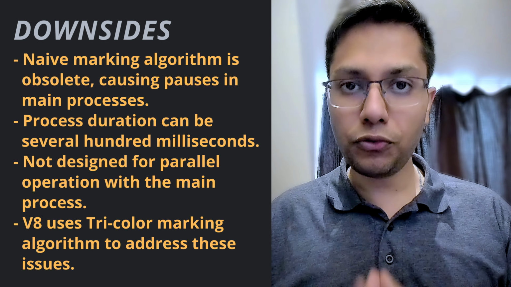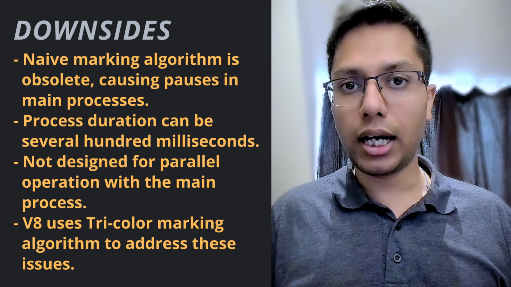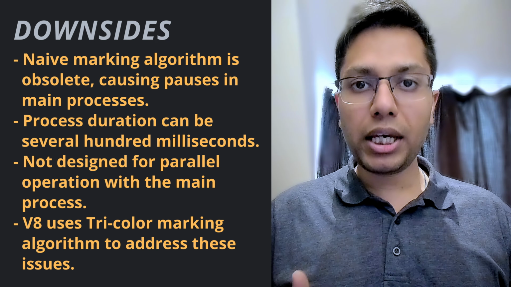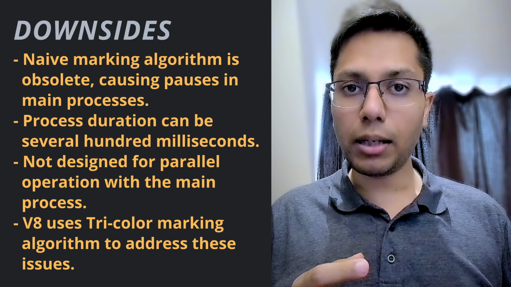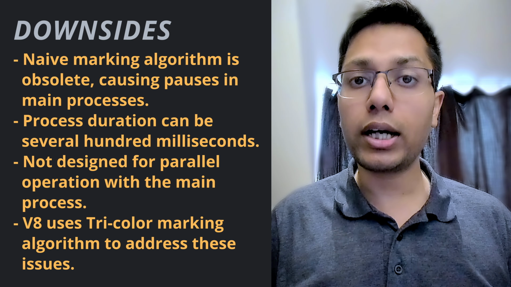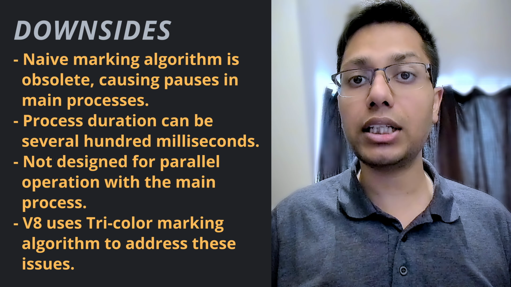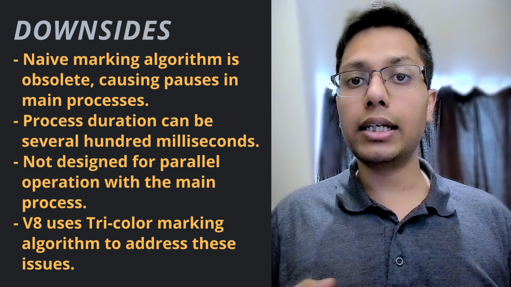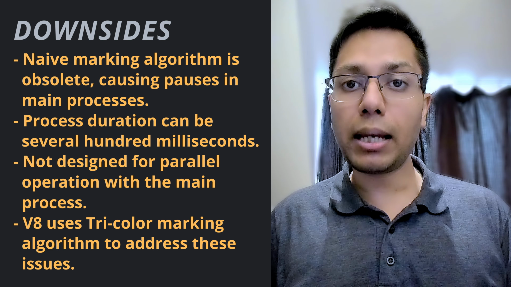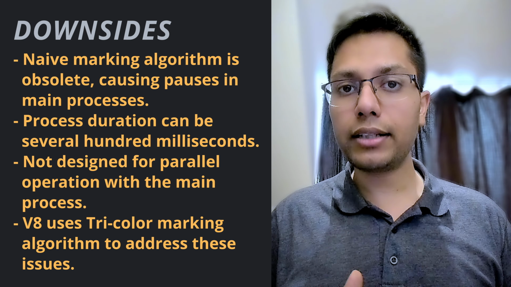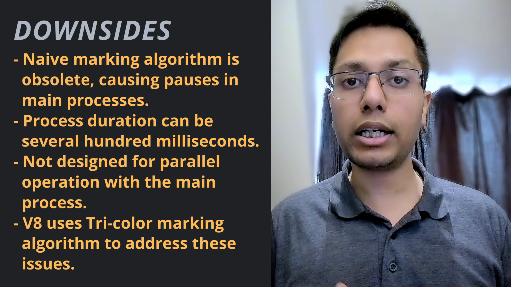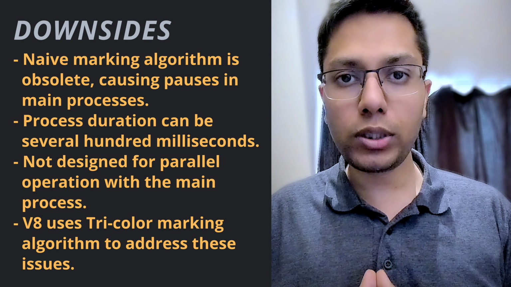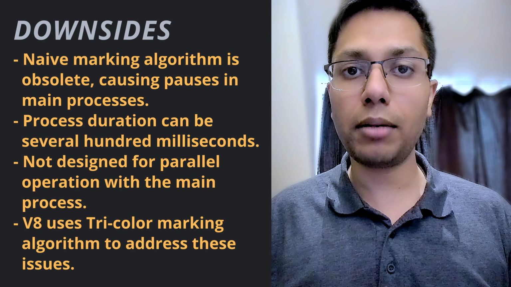So when the heap becomes full and the garbage collection process starts, it marks a huge graph of objects. After that, sweeping and compaction happens, and this complete process is shown to take as long as several hundred milliseconds, as much as half a second, especially on mobile phones. And this will become noticeable since every time this happens, the main application would pause. Another issue is that this algorithm is not designed to work in parallel to our main process. To solve these issues, V8 is now utilizing another algorithm called tricolor marking.